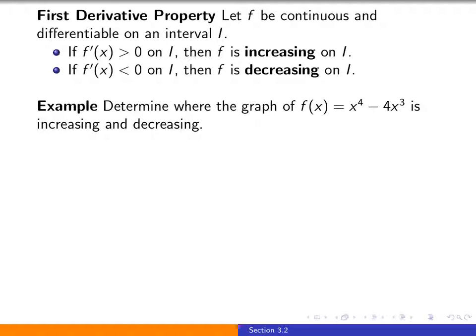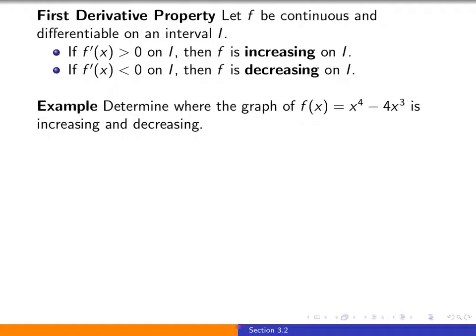So putting this together, the first derivative property tells us, to put our observations from the previous graph into words, that if you're on an interval and the first derivative is positive, your function is increasing on that interval. If your first derivative is negative on an interval, then your function f is decreasing on that interval. So if I'd like to determine where the graph of a function is increasing or decreasing, what I need to do is find the first derivative and determine where it's positive, where it's negative. One of these inequality type problems we encountered in Chapter 0.